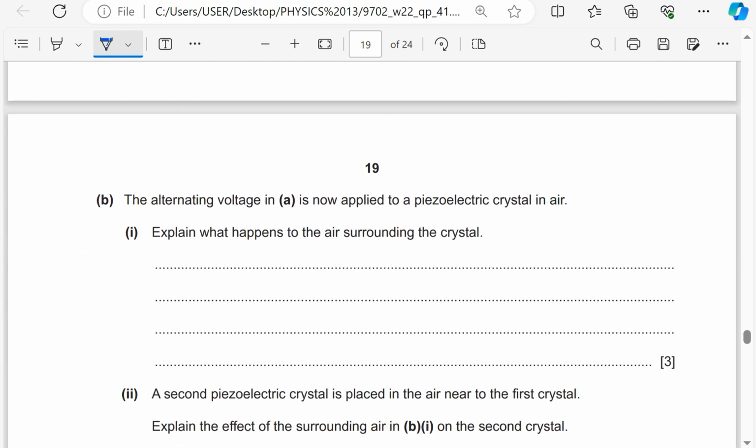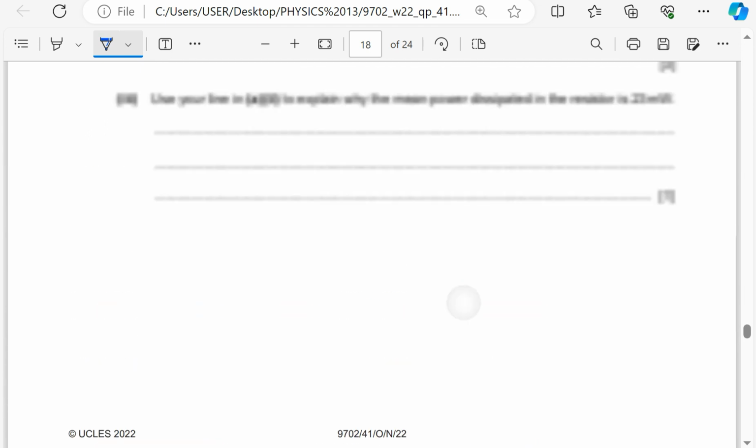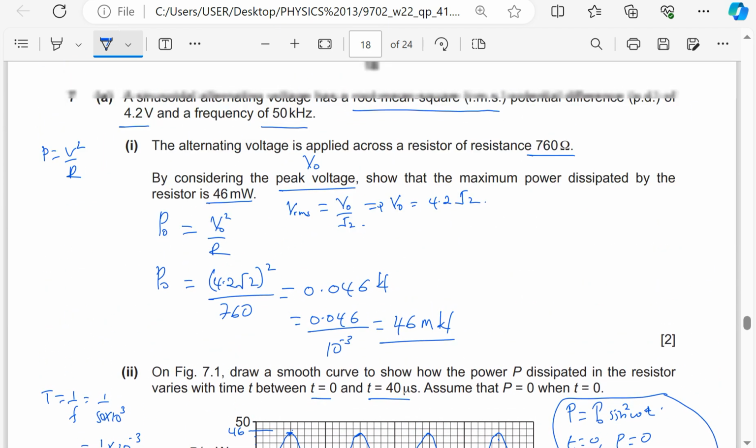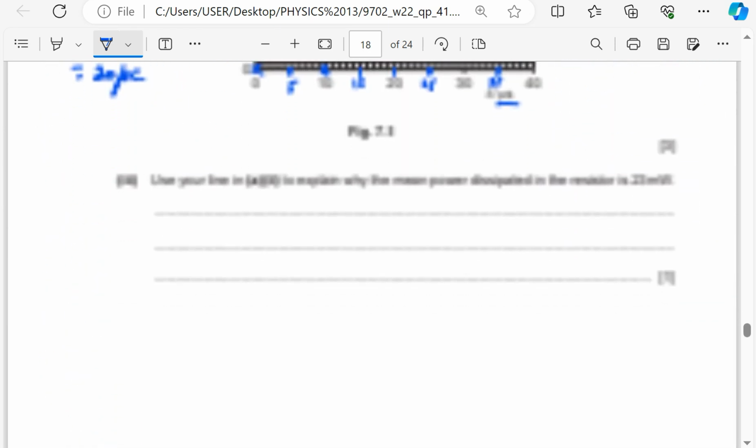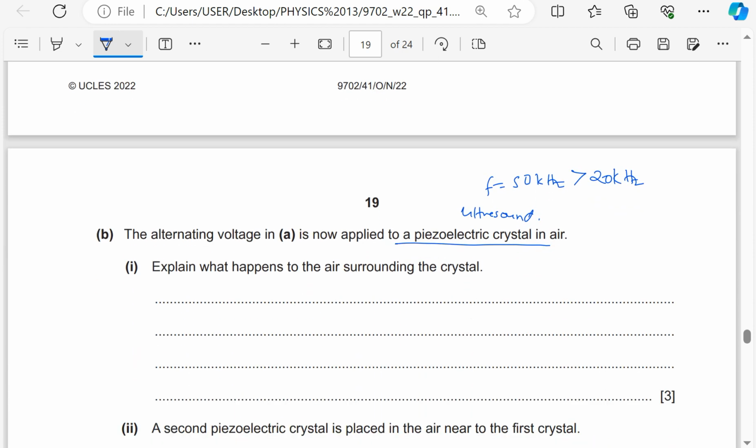Then the alternating voltage in A is now applied to a piezoelectric crystal. Of course, we know here this is production of ultrasound. And remember, the frequency was, what was the frequency? Was 50 kilohertz. The frequency was 50 kilohertz, which is already greater than 20 kilohertz. So that means the frequency is already in the ultrasound frequency range. Explain what happens to the air surrounding the crystal.